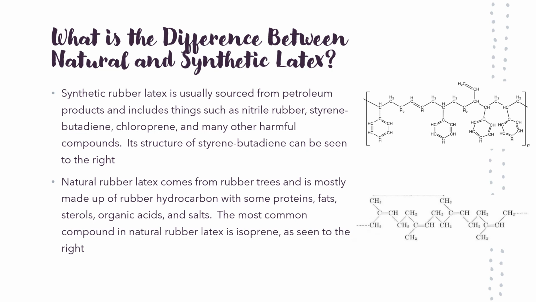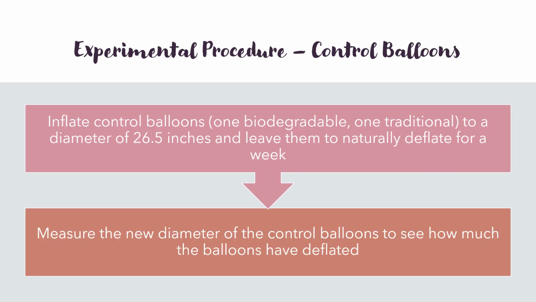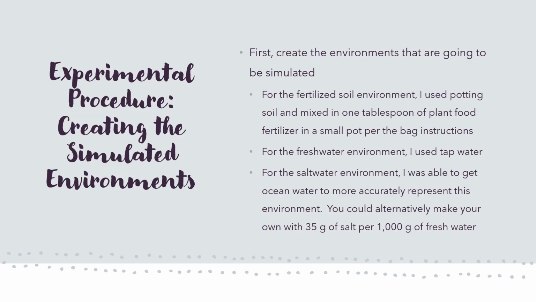For the control of my experiment, I took one of each type of balloon straight out of the package and inflated them to 26.5 inches, and then I left them to naturally deflate for a week. After the week was up, I measured the new diameter to see how much the balloons had deflated over that time. While the control balloons were deflating for the week, I created the simulated environments that I was going to put the other balloons in.